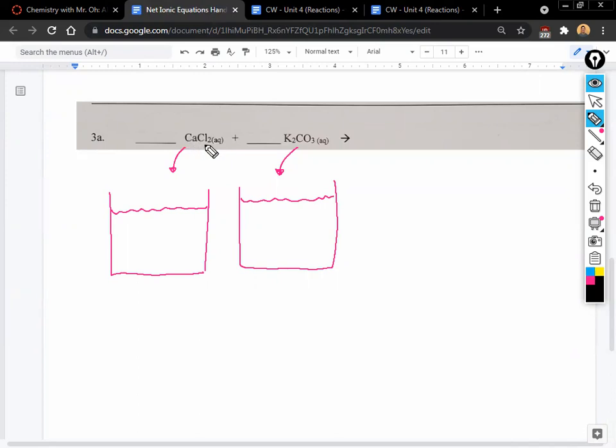We have calcium chloride as the first compound. In water, it's going to exist as Ca2+, and there are going to be 2 Cl- ions. Hopefully everybody got that for the original drawing. CaCl2, if it's aqueous, exists as these ions inside of water. For potassium carbonate, we're going to have 2 K+ ions and 1 CO3 2- ion. Again, this is what aqueous means: it's dissolved in water. Ionic compounds exist as separated ions.